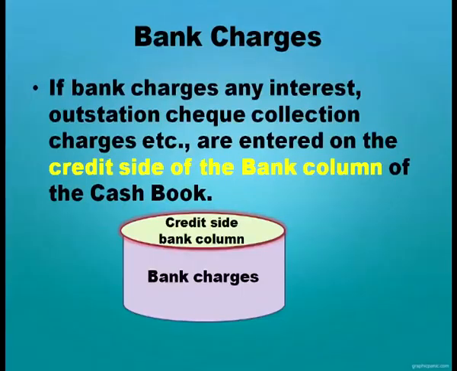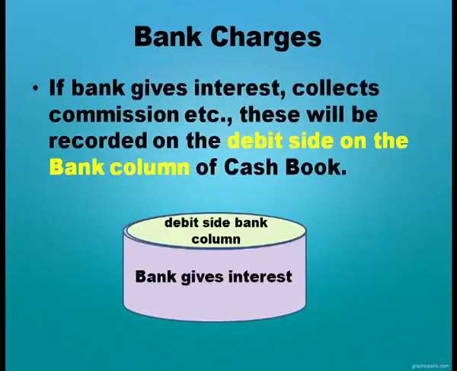Bank charges. If the bank charges any interest, like outstation check collection charges, etc., these are entered on the credit side of the bank column of the cash book. If the bank gives interest, collects commission, etc., these will be recorded on the debit side of the bank column of the cash book.